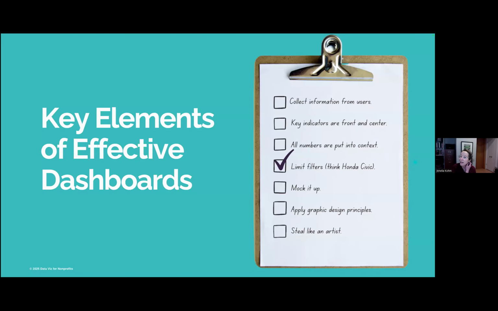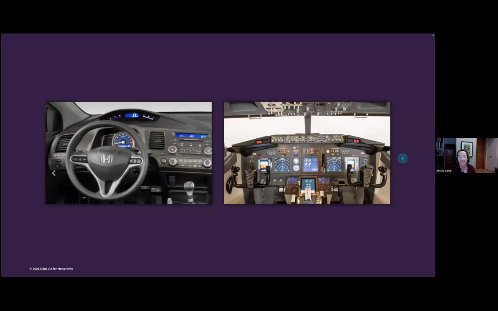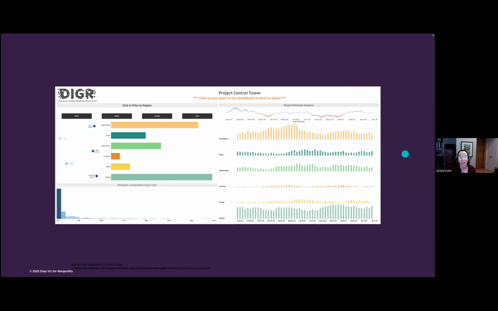Okay, my next suggestion is to limit filters, or think Honda Civic. Unless you're designing a dashboard for a very particular and very wonky audience, it's best to go with something akin to a Honda Civic dashboard rather than a Boeing 737 dashboard. There's an urge you really should resist. Just because you can add a feature doesn't mean you necessarily should.